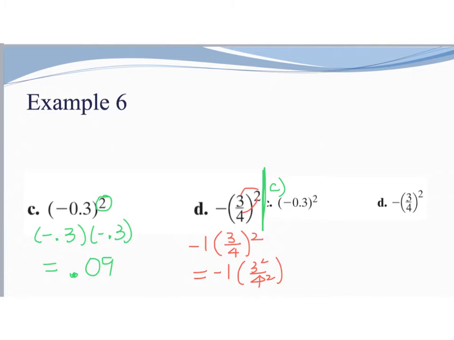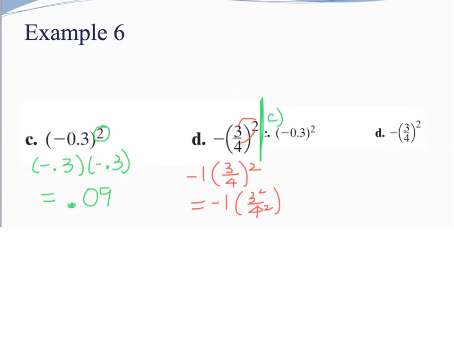And I'm just going to slide this up a little bit. And when I simplify this, I end up with a negative 1 times 3 squared will give me 9. 4 squared gives me 16. So I end up with a negative 1 times 9/16, or a negative 9/16.